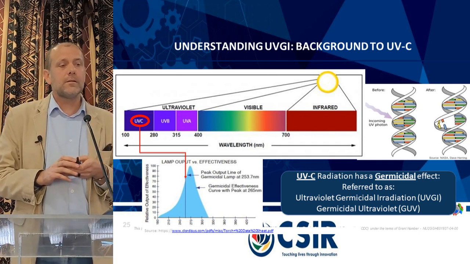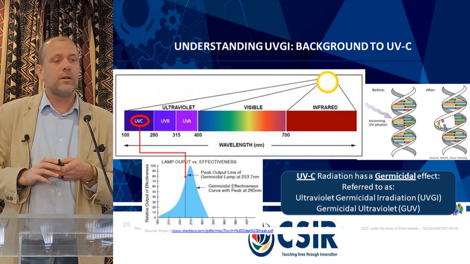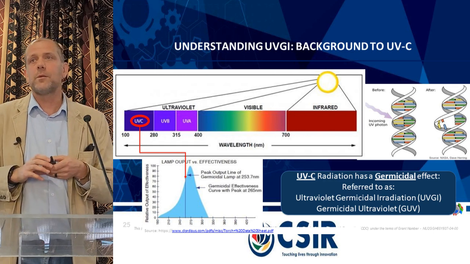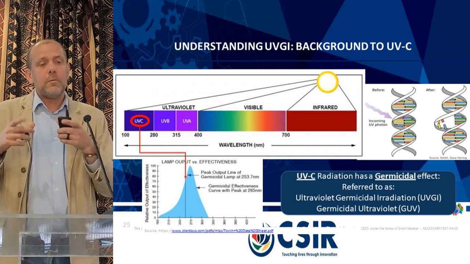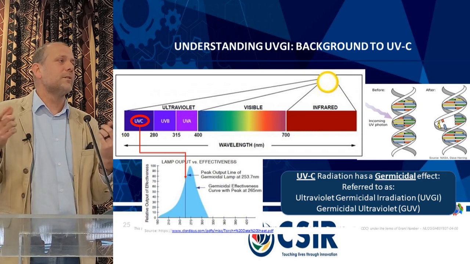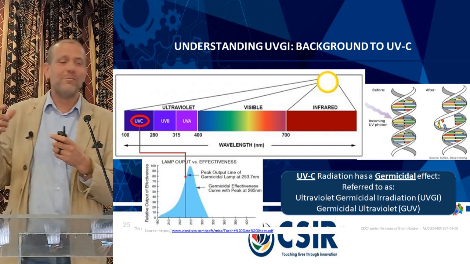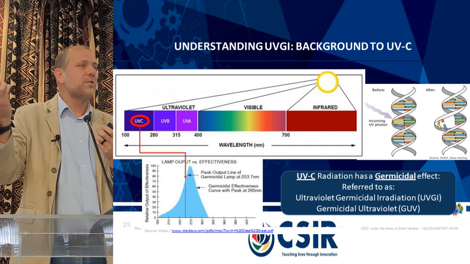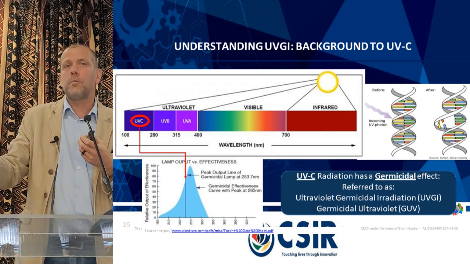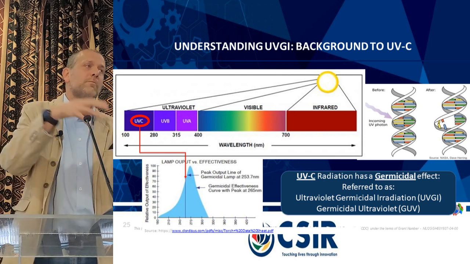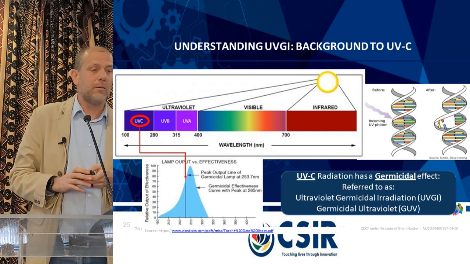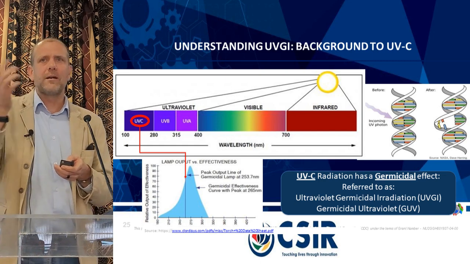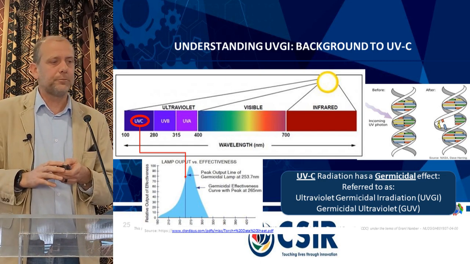What it does is, on a DNA strand, your incoming UVGI photon just knocks out some of the DNA, damages it. I'm an engineer, so apologies to all the doctors in the room. It damages the DNA so that the virus, bacteria, whatever's being affected, can't replicate. It doesn't necessarily kill it, but it prevents it from replicating. So it doesn't kill the bug, it inactivates the bug.